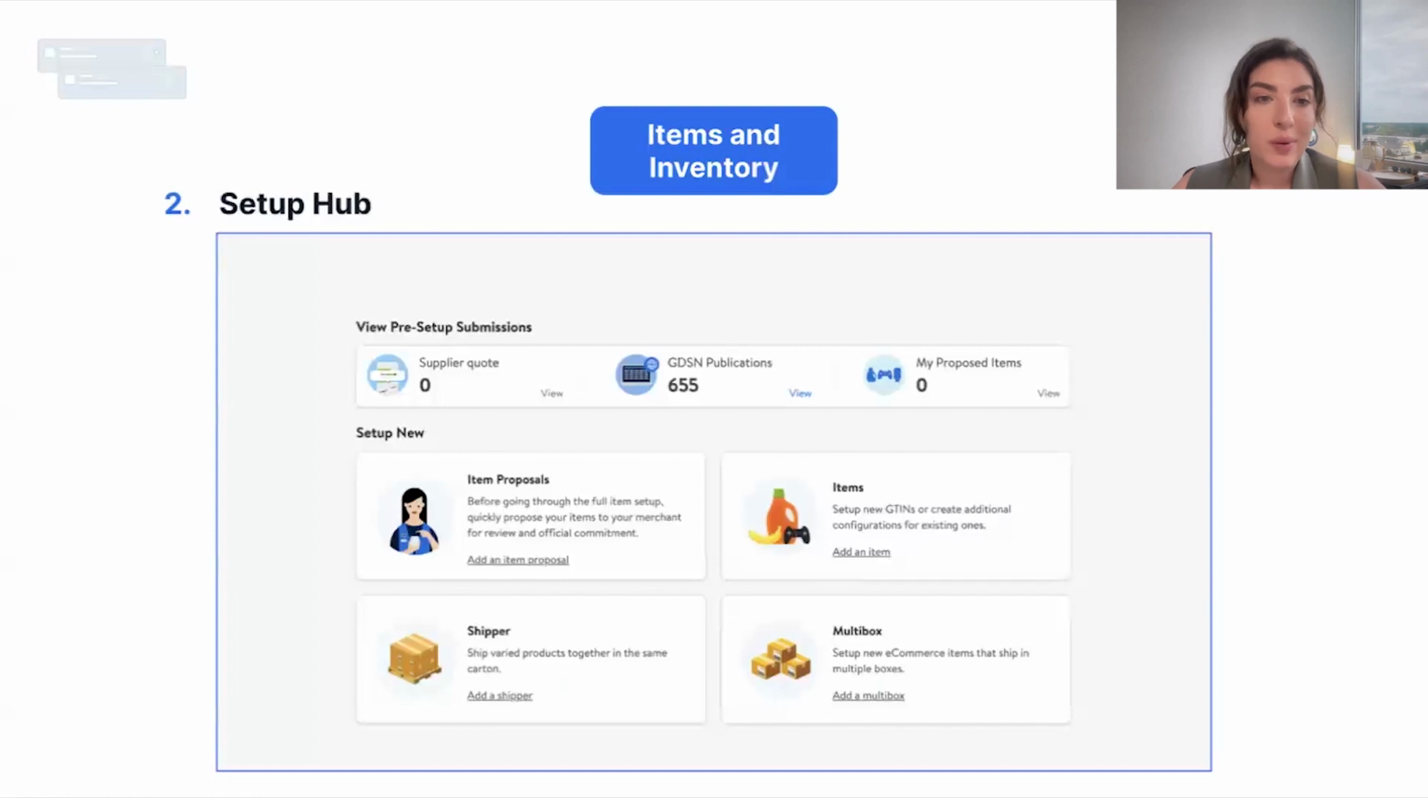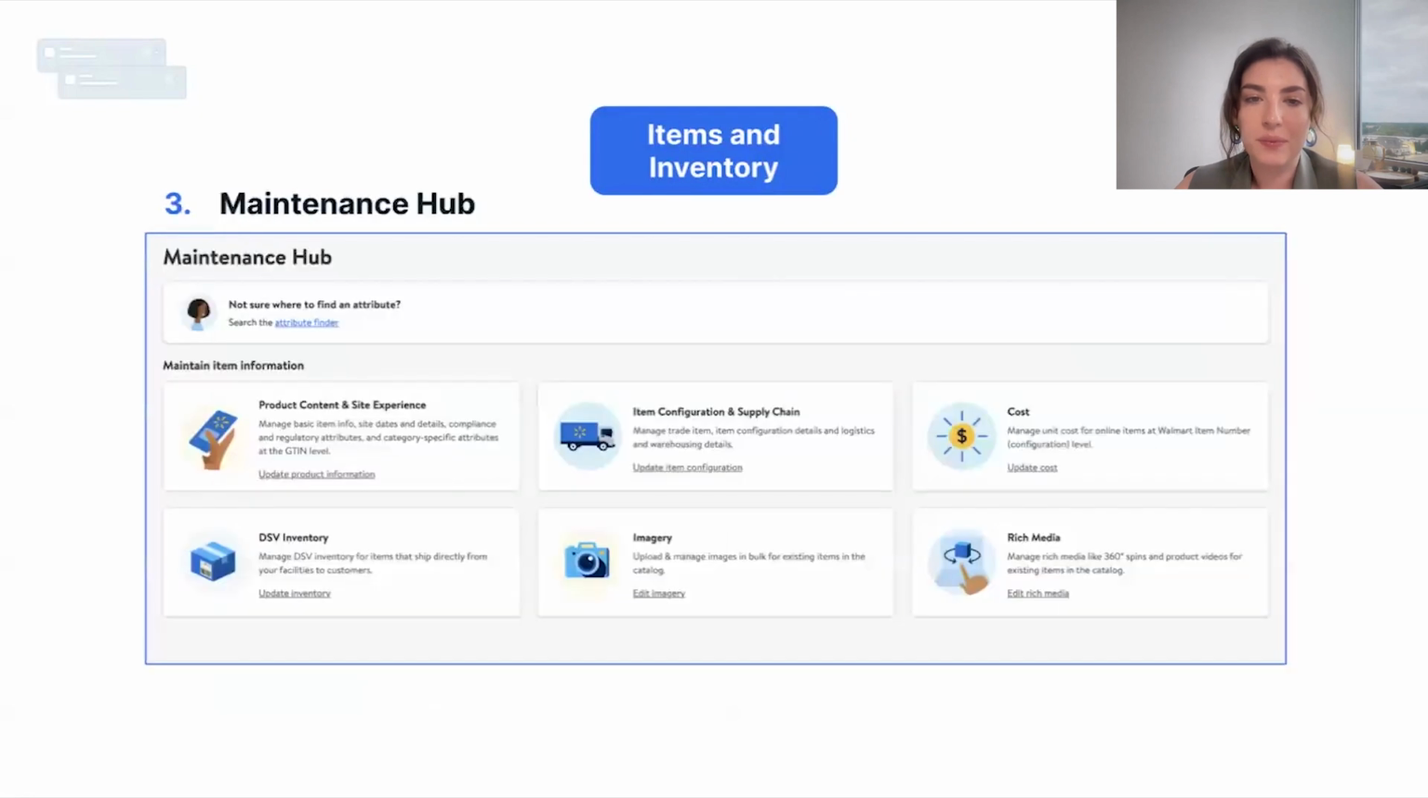And then this is what the Setup Hub page looks like. Again, you've got your setup new, you can submit item proposals, and it has some information on which one makes the most sense. You can do item proposals to multi-box shipper items, so it's pretty easy to use and understand.